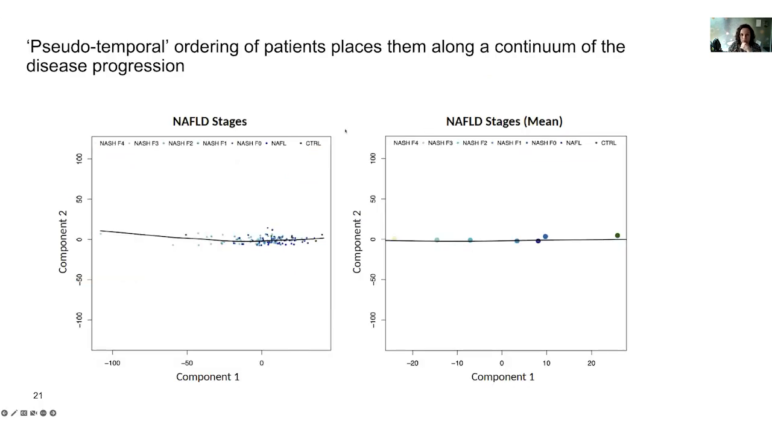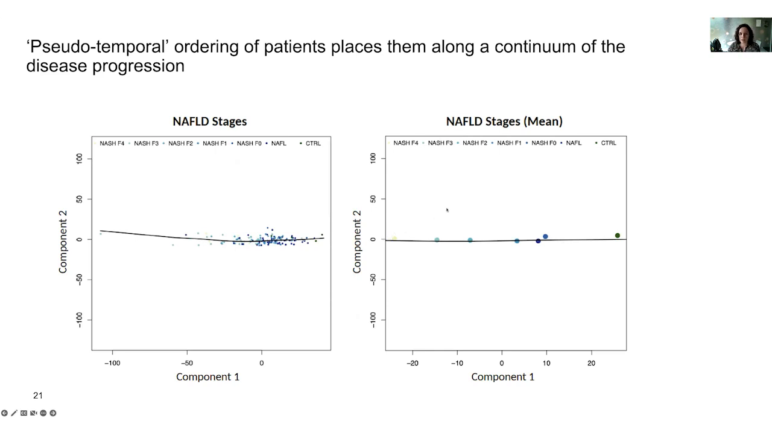We used pseudotemporal ordering of the patients in order to place them along the continuum of disease progression. And these are the previous annotations for their disease stages. You see that the mean of the NAFLD stage along the trajectory actually follows this kind of progression from green to light yellowish green, which indicates that here we have control or early stages, and the disease progresses as you go to the left.